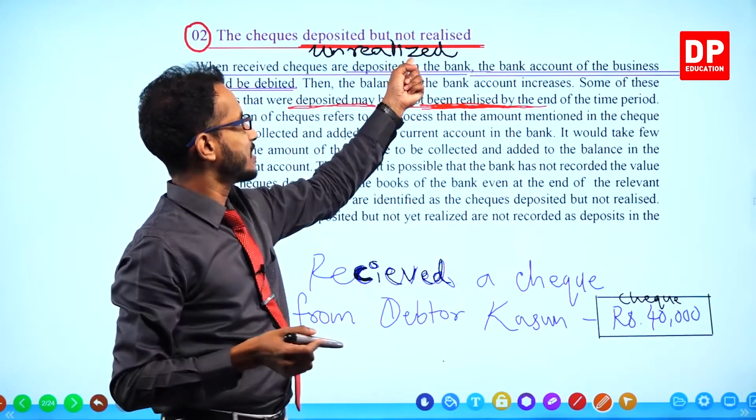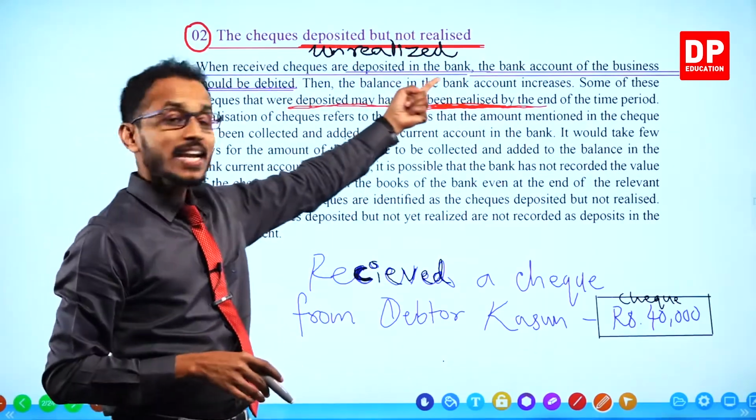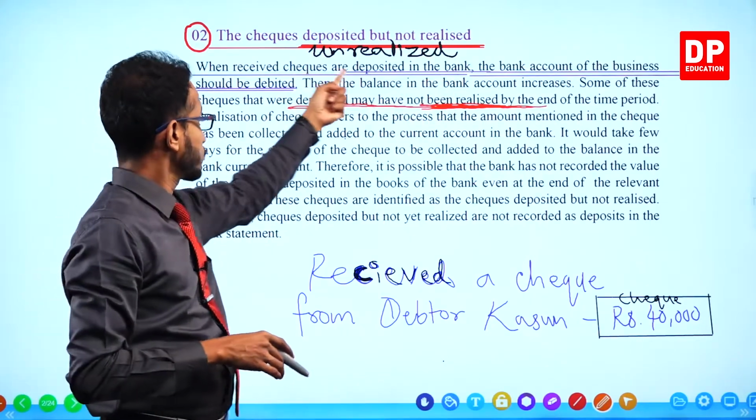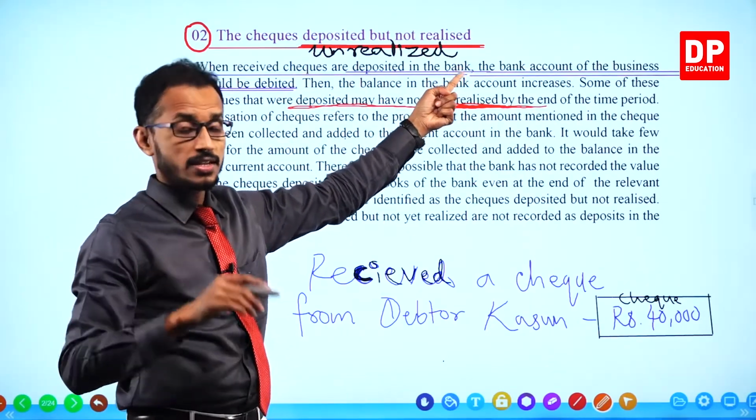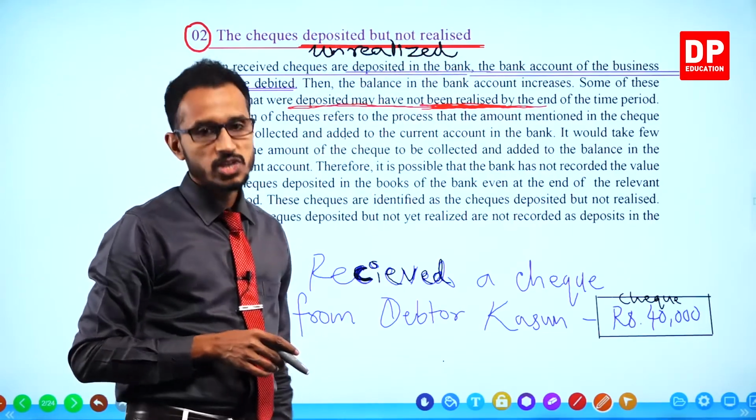You can use Z or S, it doesn't matter. Get the word into your heads and keep it in your minds. Unrealized checks.